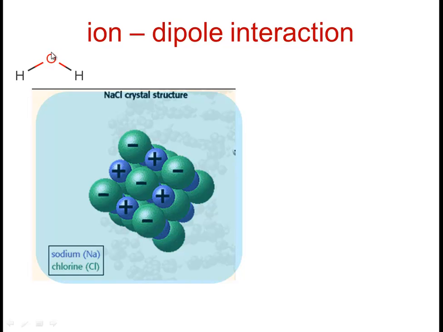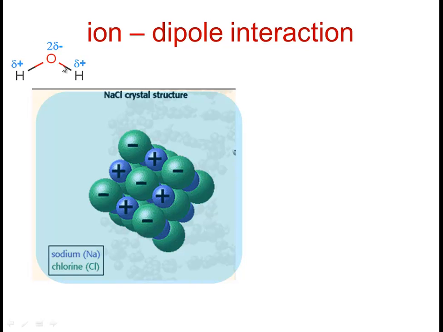So the oxygen is going to be pulling on those electrons in the two bonds much more strongly than the hydrogens, and as a result, oxygen is going to have a significant partial negative charge, and the two hydrogens are going to have a little bit of positive charge. So this is what we call a polar molecule. It's quite polar for its size.